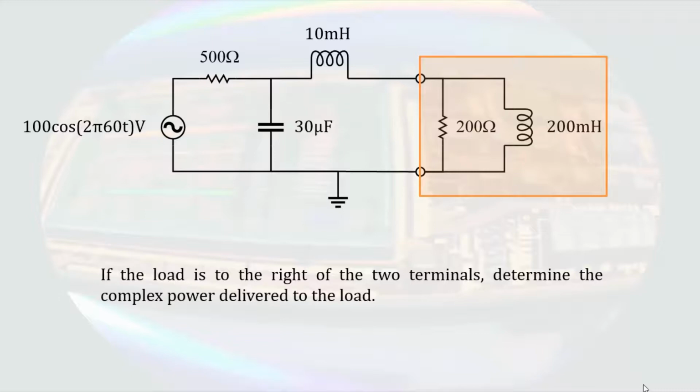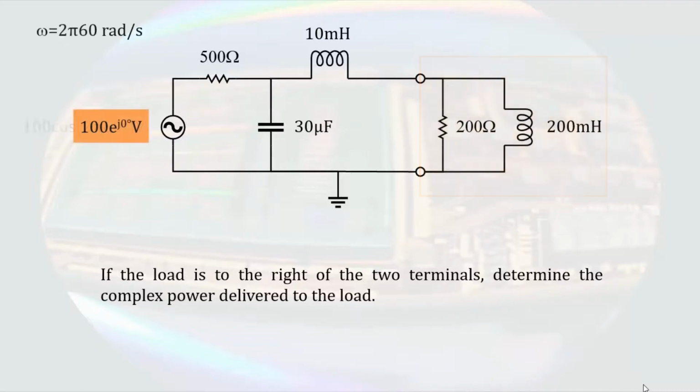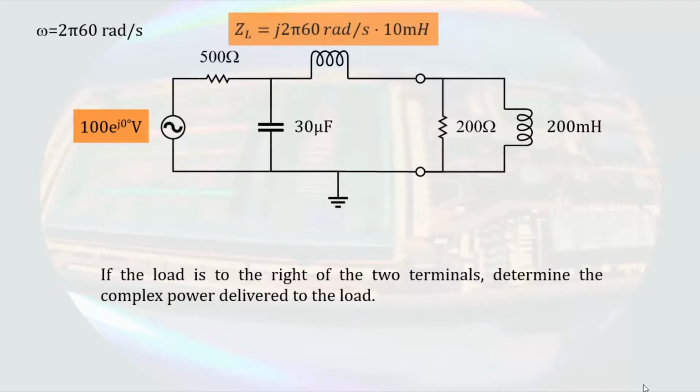Since we have a sinusoidal source and I want to discuss complex power, let us take the circuit to the phasor domain. Beginning with the source and putting the angular frequency to the side, the source has an amplitude of 100 volts with a phase angle of 0. The top inductor is converted to the phasor domain by multiplying j times the angular frequency times the inductance, resulting in an impedance of j3.77 ohms.